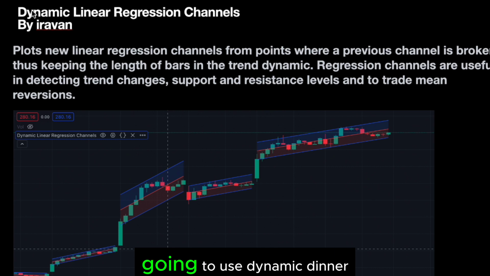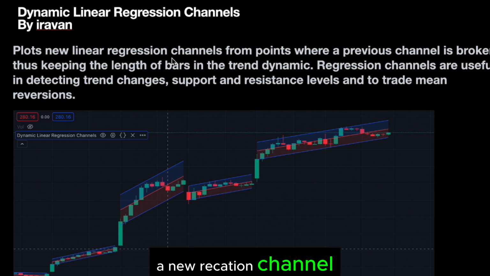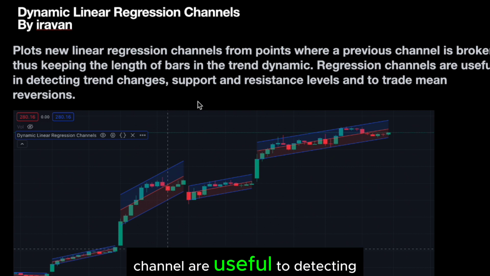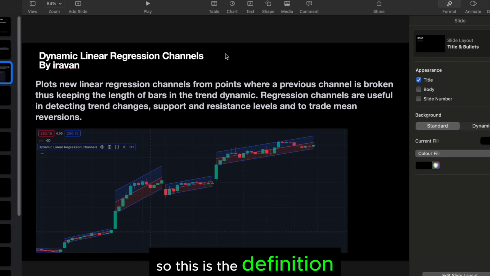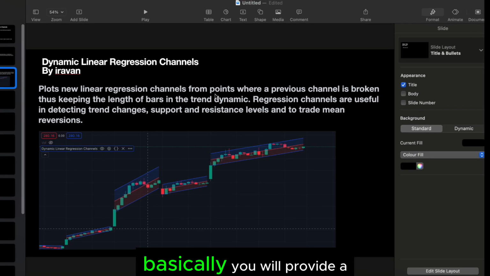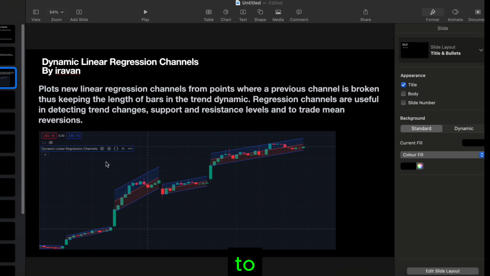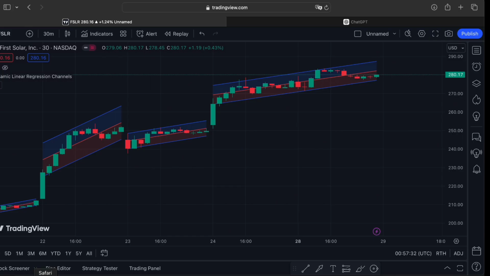In today's video, we are going to use the dynamic linear regression channel by Iravan, the author. The indicator will plot a new regression channel from the point where the previous channel is broken, thus keeping the length of the bar in trend dynamic. Regression channels are useful for detecting trend change, support and resistance levels, and to trade mean reversion. So this is the definition of this indicator. Basically, it will provide a channel and also support and resistance for the channel to plan your strategy. So let's start.